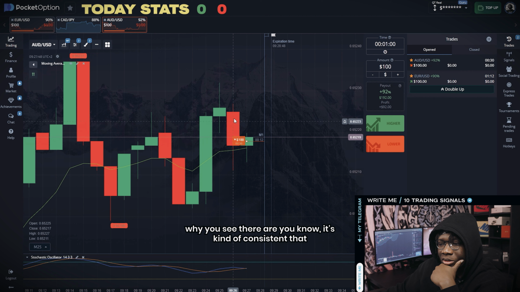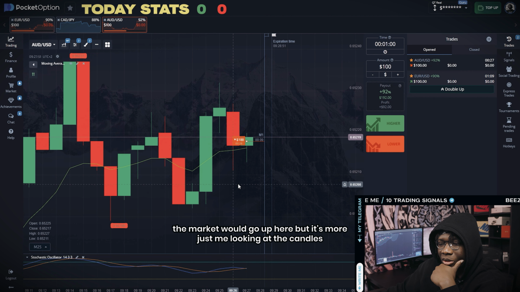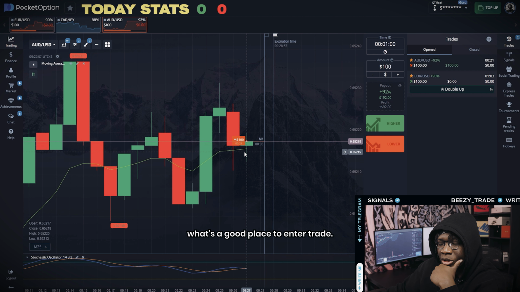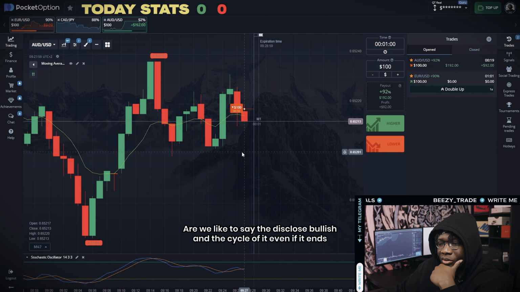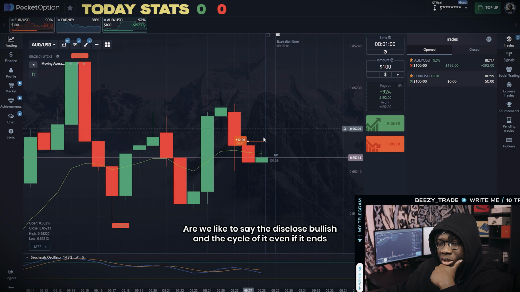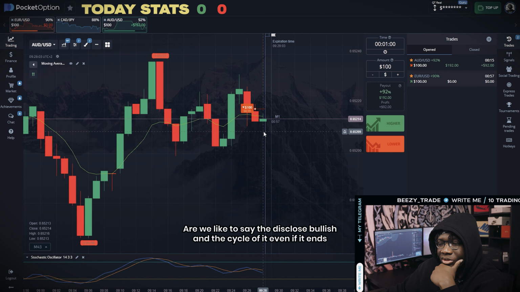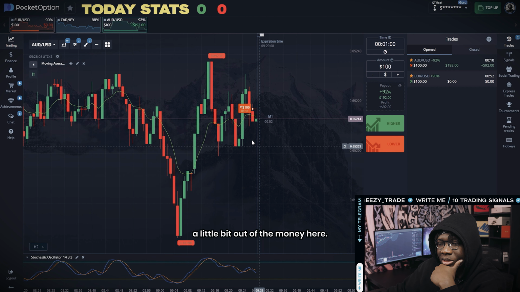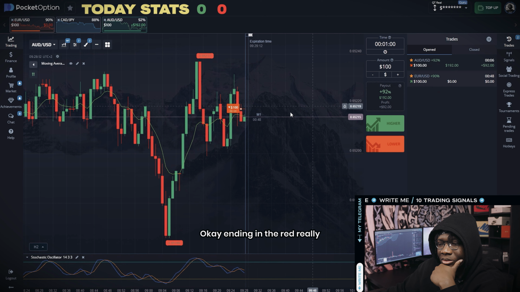Despite you see there are, it's kind of consistent that the market would go up here, but this is more just me looking at the candles and seeing what's a good place to enter a trade. I really like the fact that this candle was bullish, and the fact that even if it ends a little bit out of the money here, okay, ending in the red really helps.